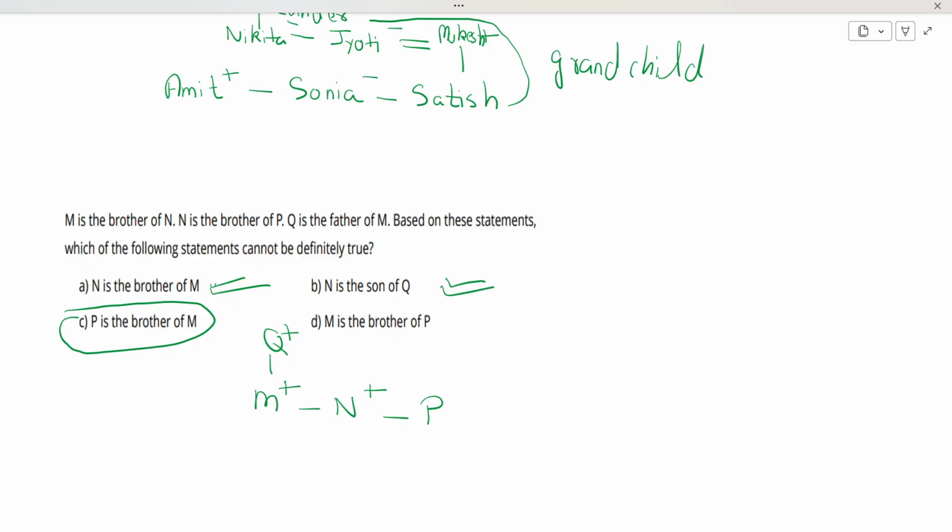Okay, that's why I'm saying, please, unless it is clearly mentioned whether P is male or female, do not put the male or female sign. Do not identify that particular person as a male or a female. Okay, let's move ahead. So the option C is correct.